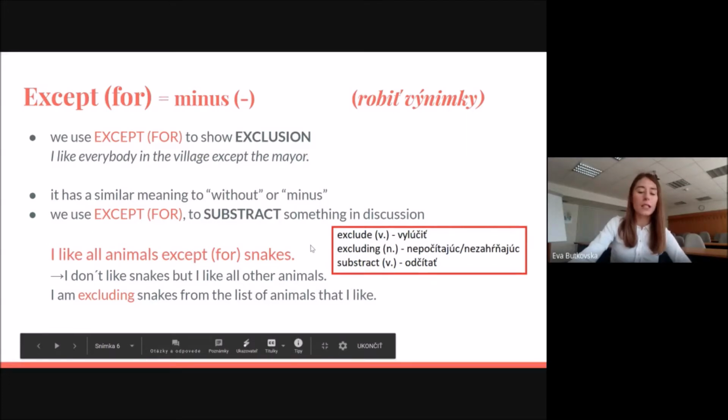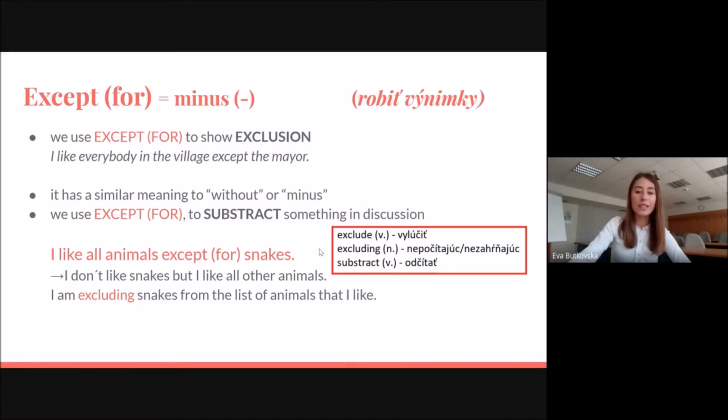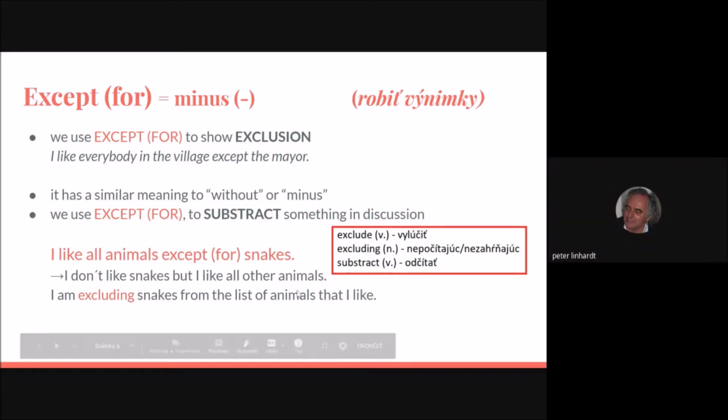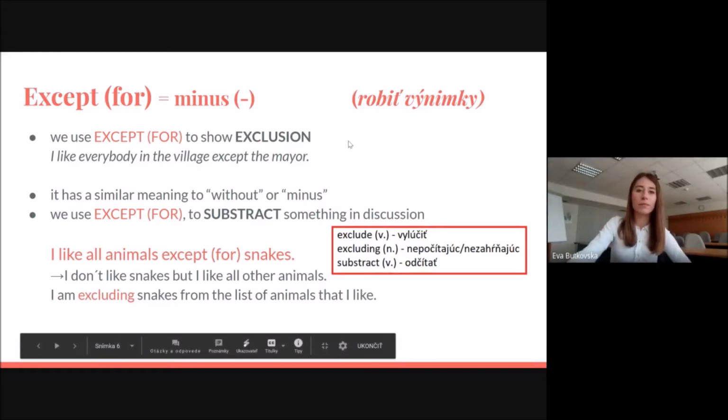So let's really study the example sentence. I like all animals except for snakes. So what it really says is, I don't like snakes, but I like all other animals. I'm excluding snakes from the list of animals that I like. Do you understand the meaning of except?